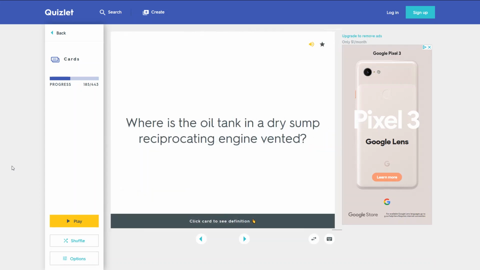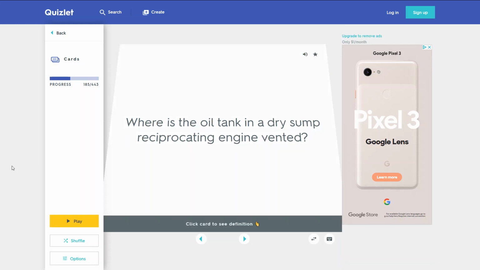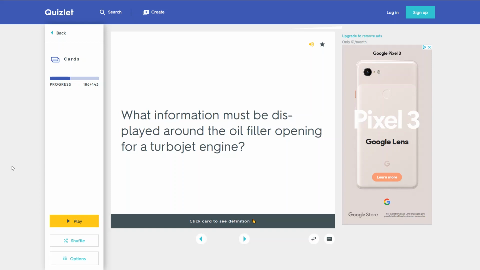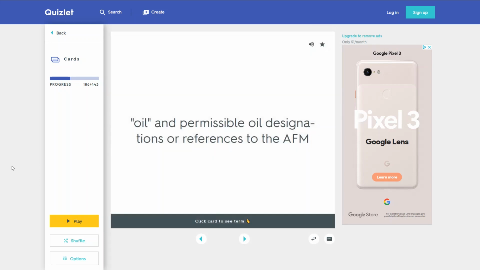Where is the oil tank in a dry sump reciprocating engine vented? Crankcase. What information must be displayed around the oil filler opening for a turbojet engine? Oil and permissible oil designations or references to the AFM.